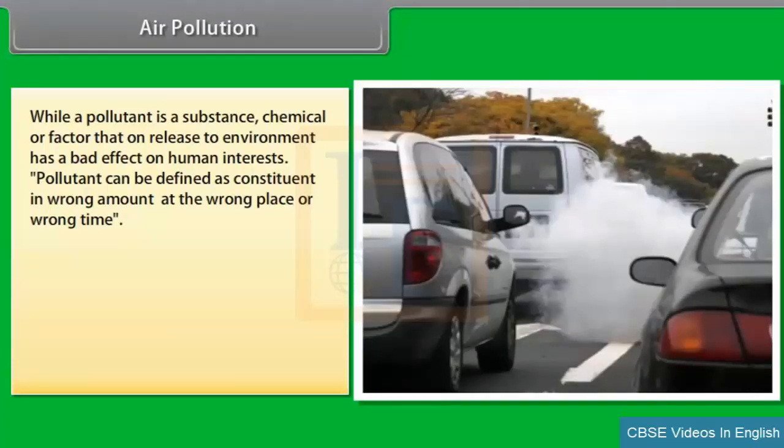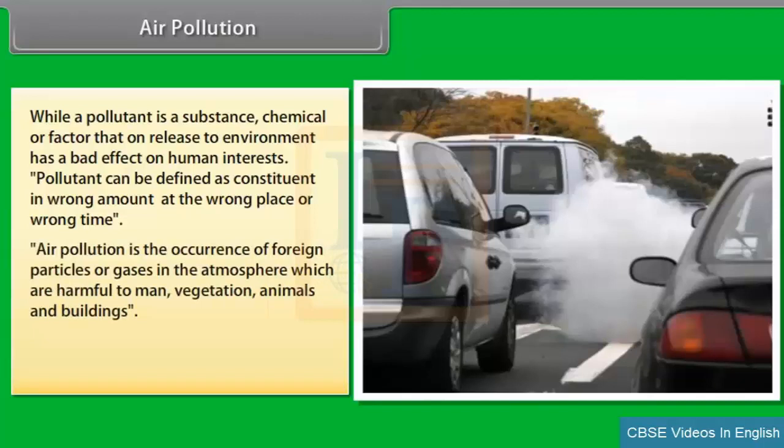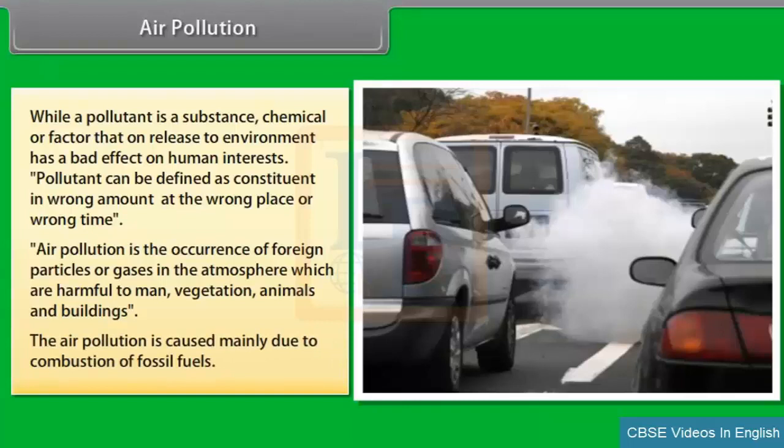Pollutant can be defined as a constituent in the wrong amount at the wrong place or wrong time. Air pollution is the occurrence of foreign particles or gases in the atmosphere which are harmful to man, vegetation, animals, and buildings. Air pollution is caused mainly due to combustion of fossil fuels.